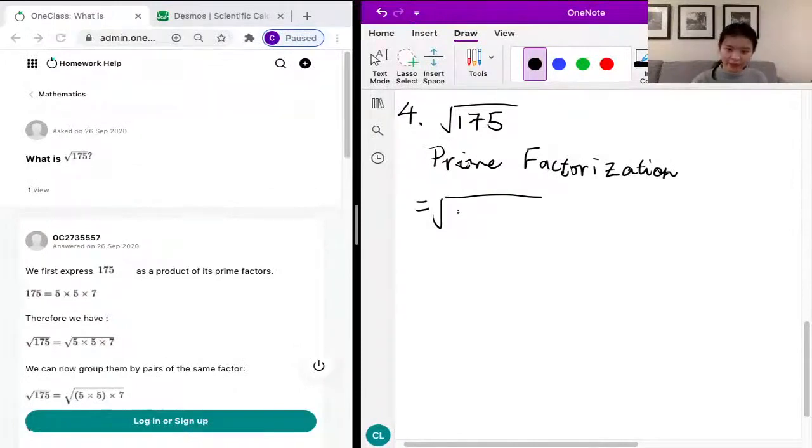So we know that 5 is one of the factors. And what is 175 divided by 5? Just doing it quickly, we know that it's 35. So we know 175 is equal to 5 times 35.